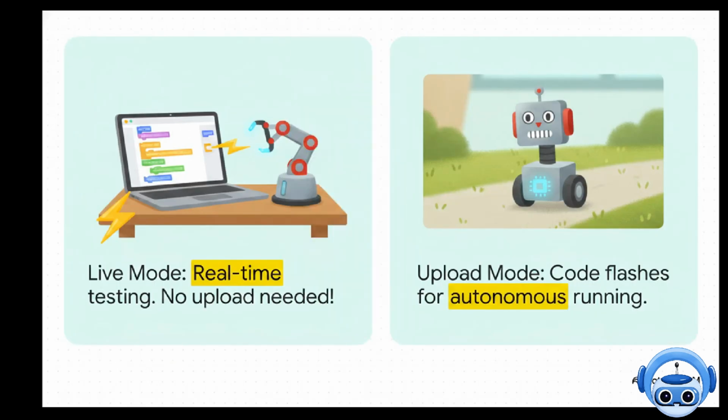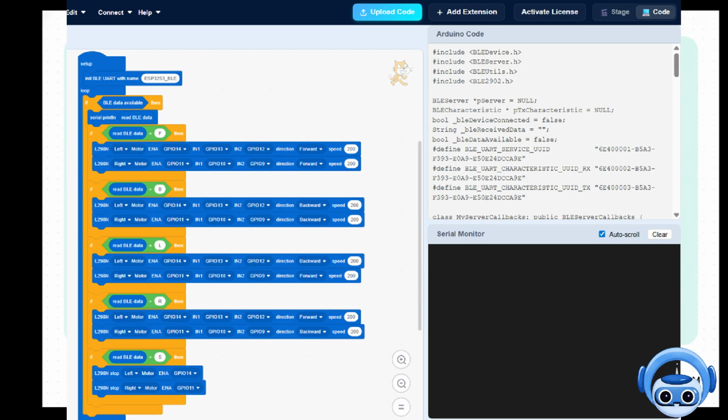And this is the absolute game changer, the ultimate technical painkiller of AIRobo Studio. You actually have two modes of operation. Live mode lets you test your physical hardware in real time. Your code runs right on your computer and talks to the board instantly. No waiting to upload, no friction. You change a block, the motor spins differently that exact second. Then, when your project is perfect, you switch over to upload mode. The software automatically converts your visual blocks into C++ and permanently flashes it to the hardware's memory. Now it runs autonomously, completely untethered from your computer.